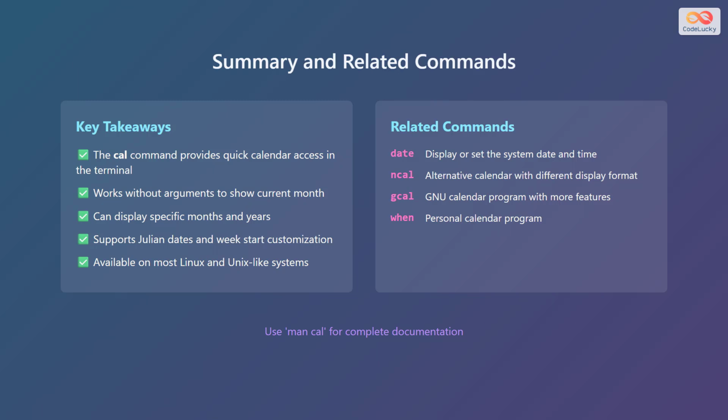Here are some related commands that you might find useful. The date command is used to display or set the system date and time. The ncal command provides an alternative calendar with a different display format. The gcal command is the GNU calendar program with more features, and the when command is a personal calendar program. For complete documentation, use the command man cal.